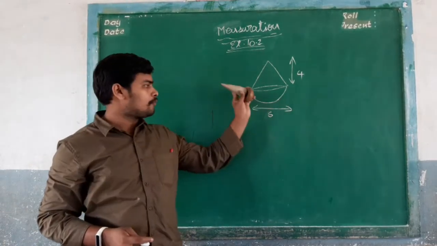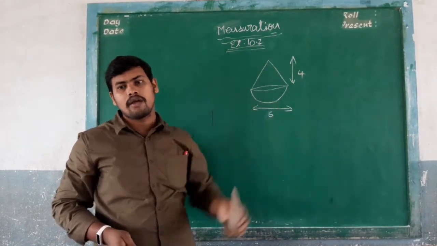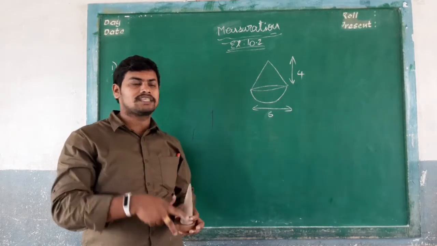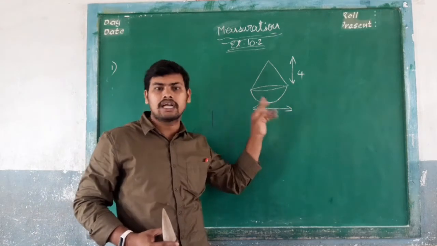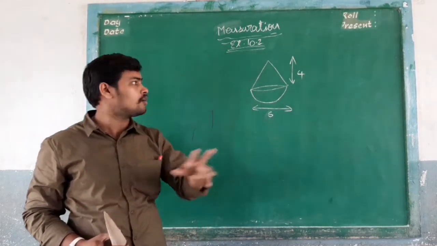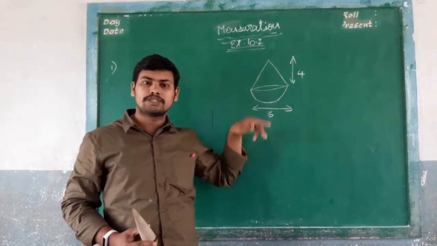The diameter of the cone's base is 6 centimeters and the height of the cone is 4. Whenever one object is placed on another object, definitely the diameter of this one is equal to the diameter of the bottom one. That is the minimum rule for every sum. Mounted means you have to take 6 centimeters for the cone and 6 centimeters for the hemisphere also.